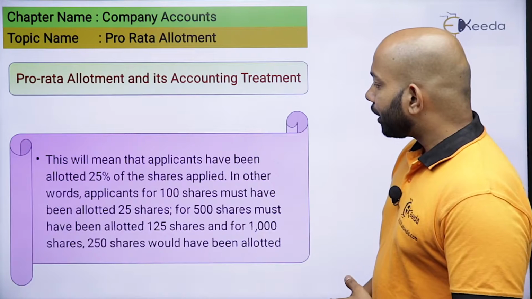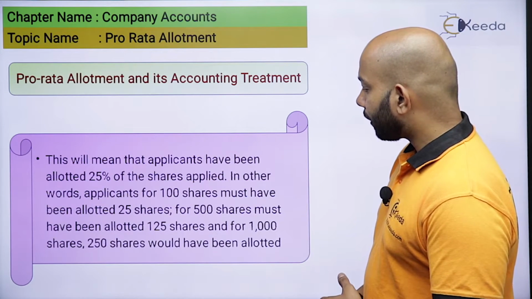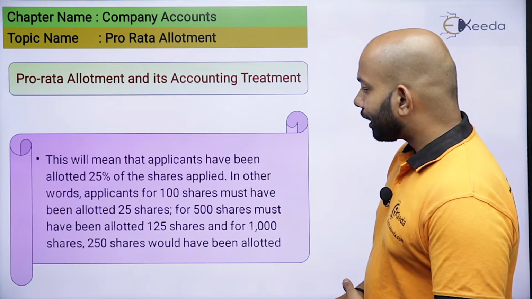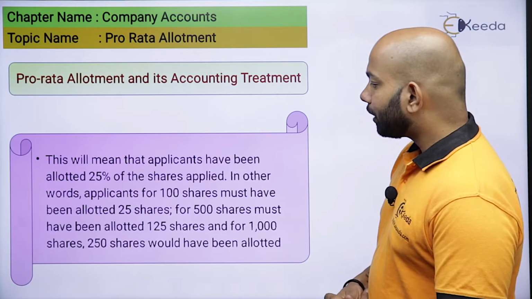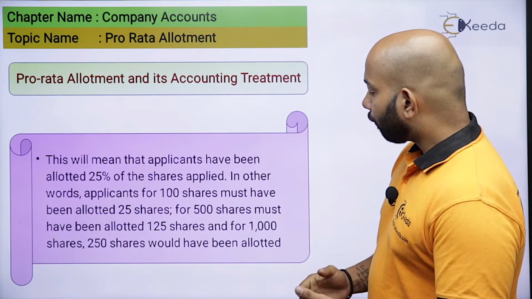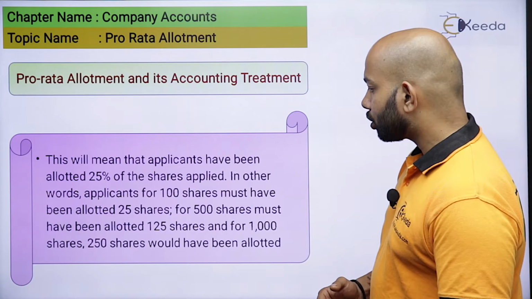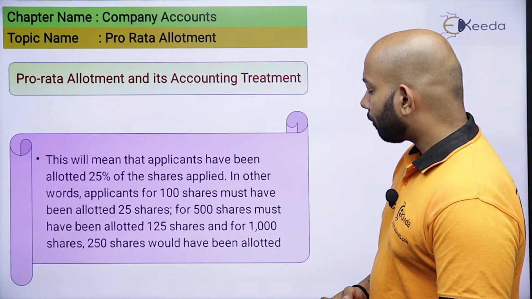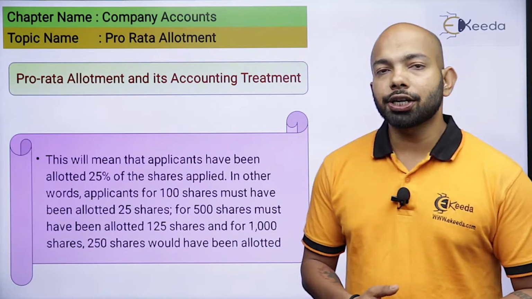This will mean that the applications have been allotted 25% of the shares applied. In other words, applicants of 100 shares must have been allotted 25 shares, for 500 shares must have been allotted 125 shares, and for 1000 shares 250 shares would have been allotted here. That means they're saying that 25% shares were allotted.